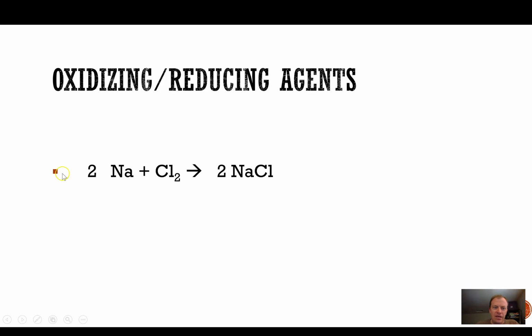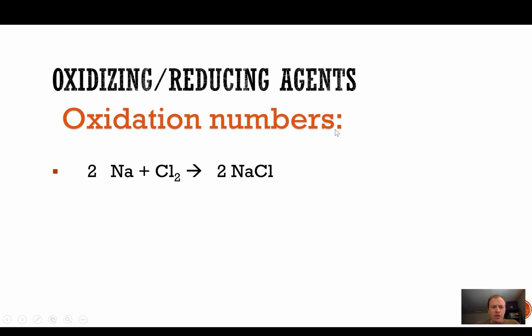So let's look at this in the context of an actual chemical reaction. Here we have what we would call a synthesis reaction: the element sodium reacting with the element chlorine and making sodium chloride. Let's think about what the oxidation numbers are for everything. Sodium is 0 because it's an element in its elemental state, as is chlorine. Here we have a normal ionic compound where sodium is +1 and chlorine is -1. Remember, if we're thinking about a chemical reaction, this is like the before and this is like the after.